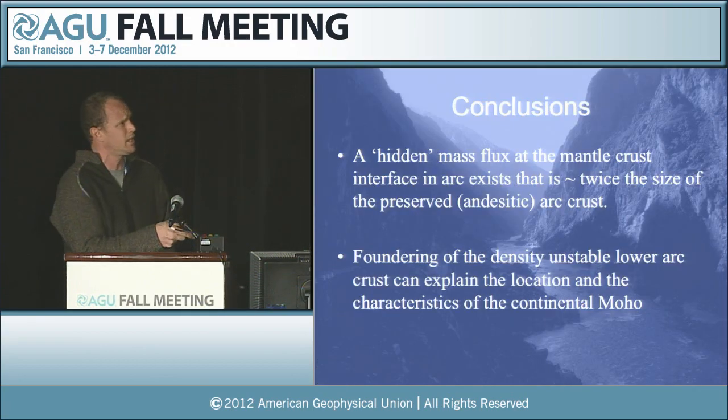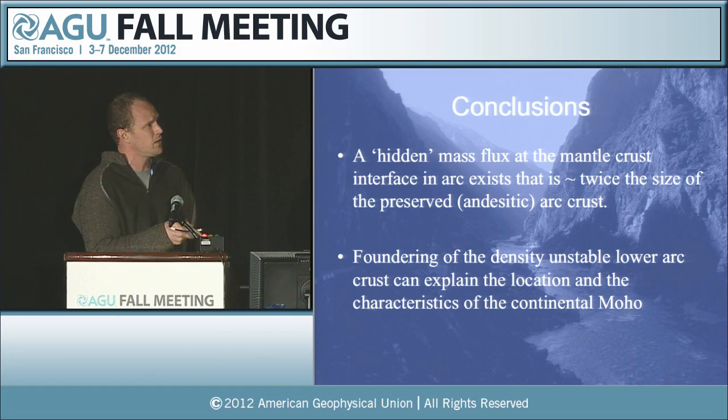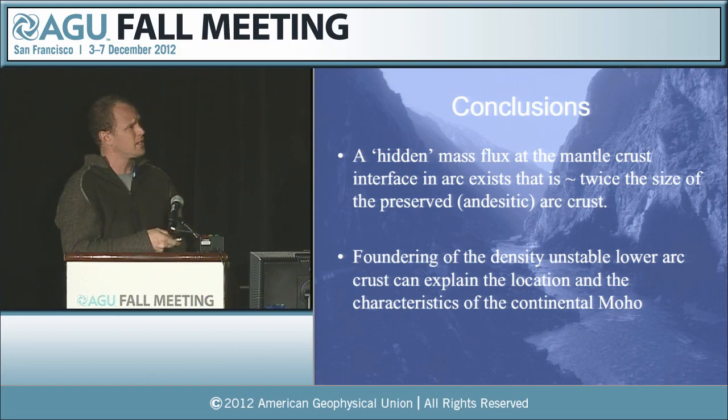So I think we see that there is a significant hidden mass flux at the crust-mantle interface, which is about twice the size of the preserved andesitic arc crust, and that this foundering of this density unstable material could explain the location and the characteristics of the continental Moho. Thanks.